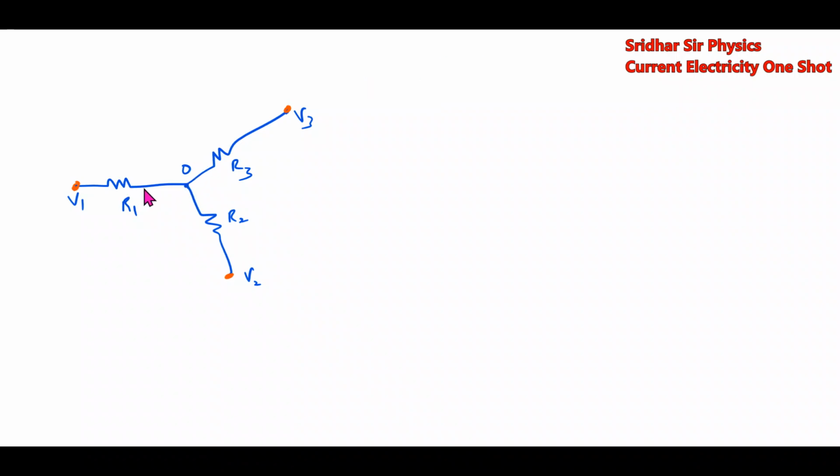Then we'll assume the flow of current. Let the currents be I1, I2, and I3. Then we'll apply KCL at point 2. The current I1 is entering, I2 is entering, I3 is leaving. So according to KCL, I1 and I2 are entering and I3 is leaving, so negative. So that's one equation, KCL.